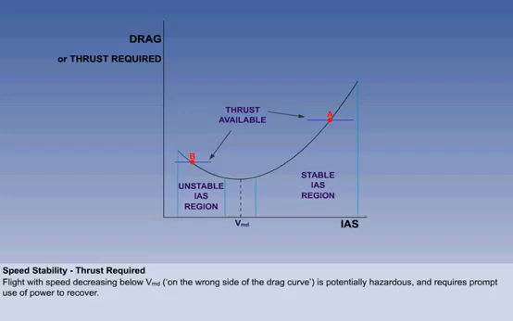Possibly, the most potentially hazardous situation occurs with a speed decrease in the speed unstable part of the curve, as the aircraft would then tend to decelerate further unless the deceleration is rectified with a prompt and generous application of thrust. Flight in this region of the curve is often referred to as being on the wrong side of the drag curve.